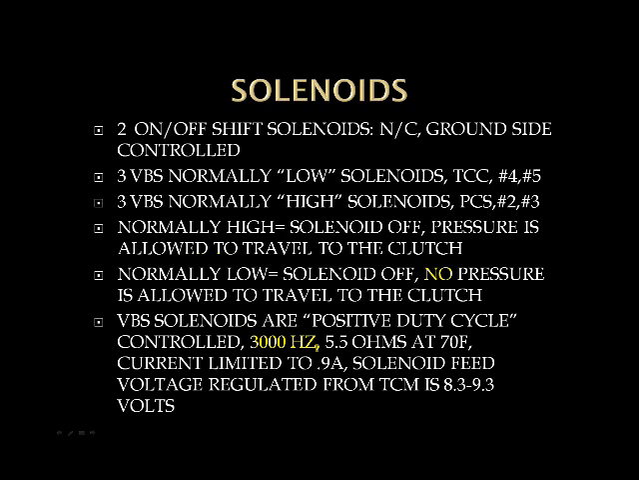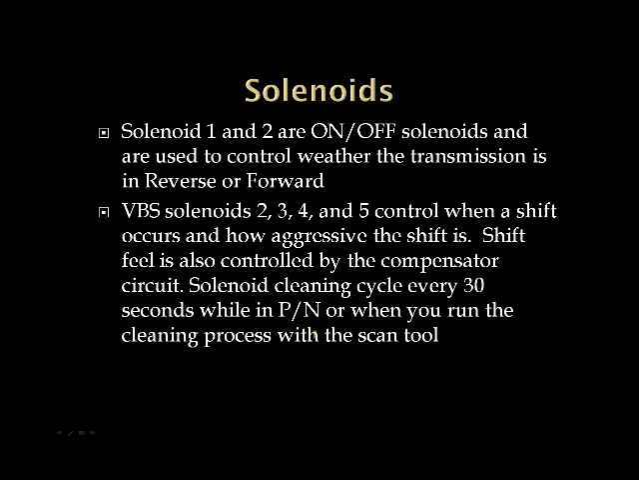Your VBS solenoids, in other words your PWM units, have a 5.5 ohm resistance at 70 degrees Fahrenheit, and their current is limited to something less than about an amp. So 0.9 amps is where the controller shuts everything off. If you do have a shorted solenoid, the controller will not be damaged because it is current limited. They do not send 12 volts to the solenoids. Just like everything else in this transmission, you're going to find they run off a voltage-regulated 8.3 to 9.3 volts.